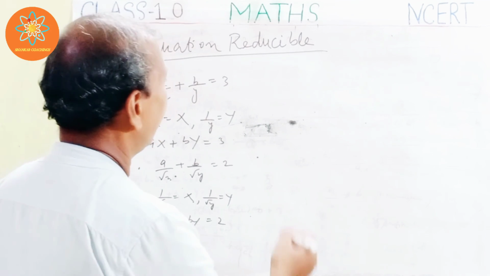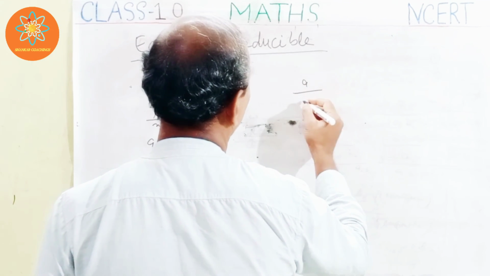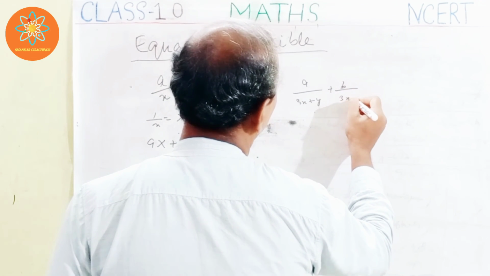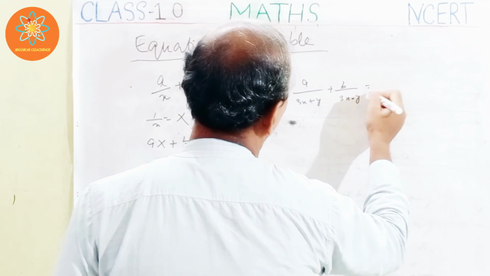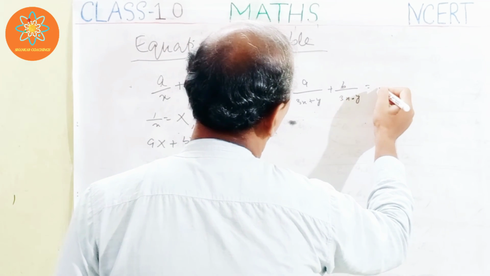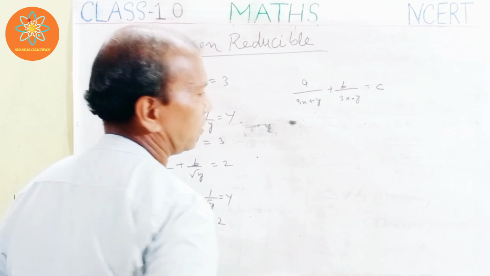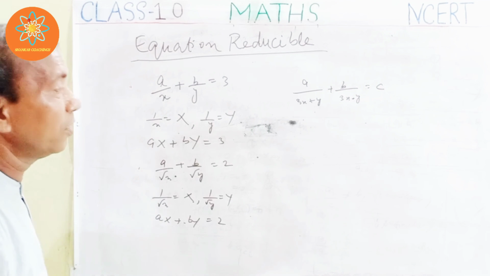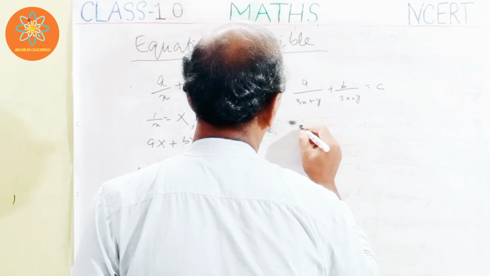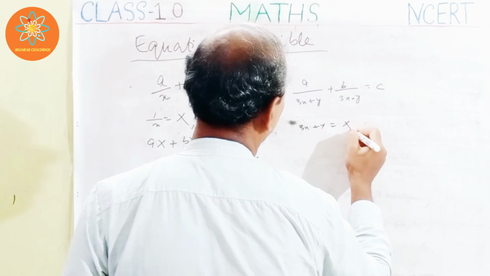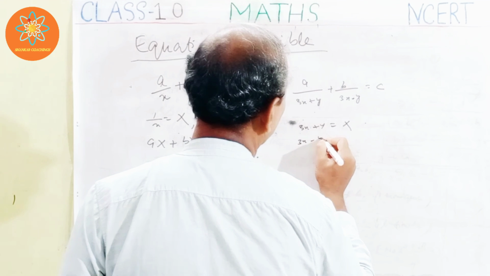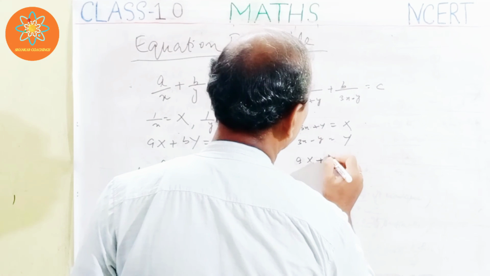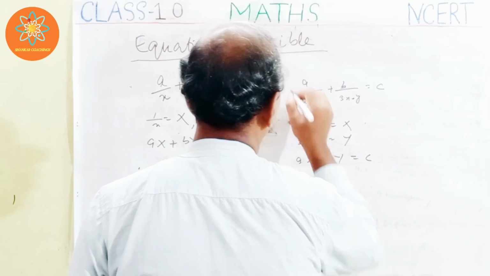One more I am taking. Let's suppose it is a by 3x plus y plus b divided by 3x minus y is equal to some constant c. Again you can see clearly that x and y are in the denominator. So I will write 3x plus y is capital X and 3x minus y is equal to capital Y. So it is aX plus bY is equal to 6.